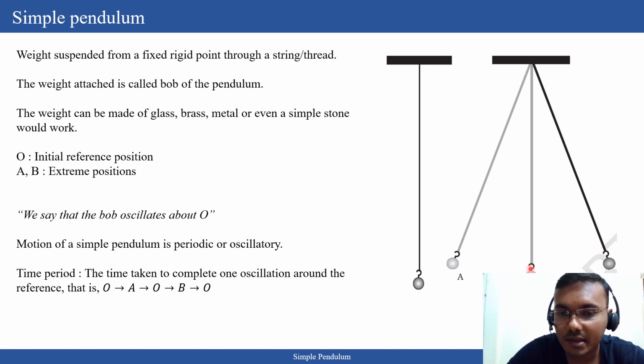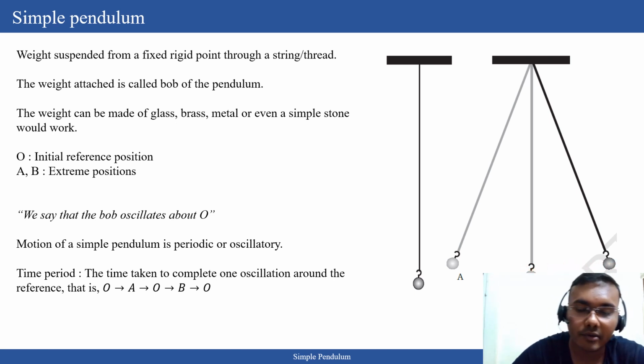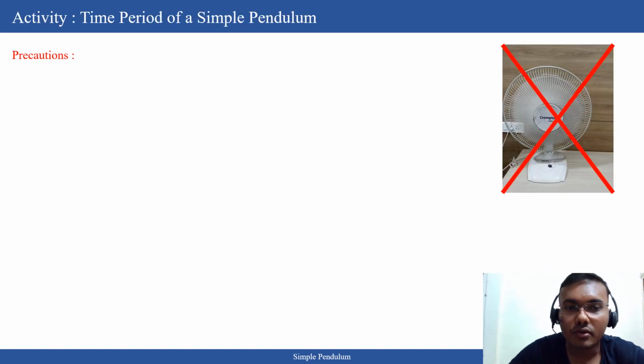So in short, we say that we displace the pendulum to A, then it oscillates and goes to B, and then it again comes back to O. So this is one complete oscillation, and the time taken to complete one oscillation from O to A to O, B, and then again O is called the time period of the simple pendulum. So here's one activity to demonstrate the time period of a simple pendulum.